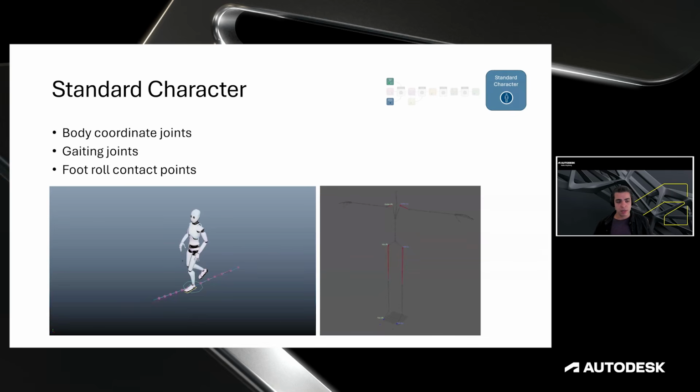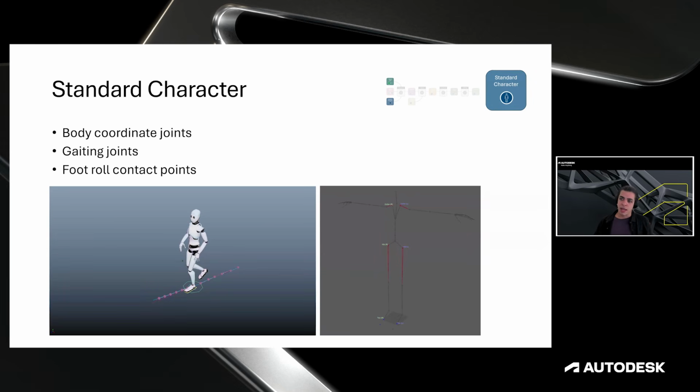So the ML model is learning the motion and the movement in a certain coordinate space. So that's the body coordinate. So we have joints we identify to compute that space. We have some joints that we identify as the gaiting joints. So each leg has joints like the foot, for example, that we tag so that the system knows which foot is in contact with the floor and it can learn the different gaits of the character.